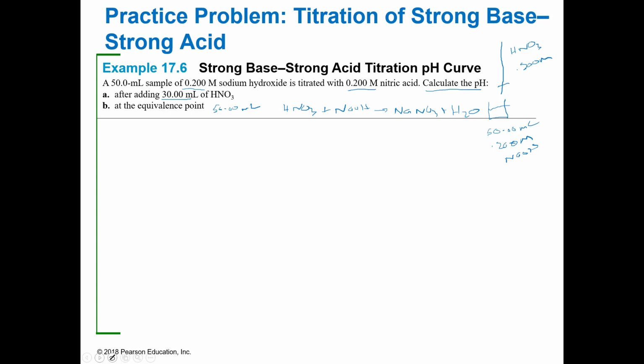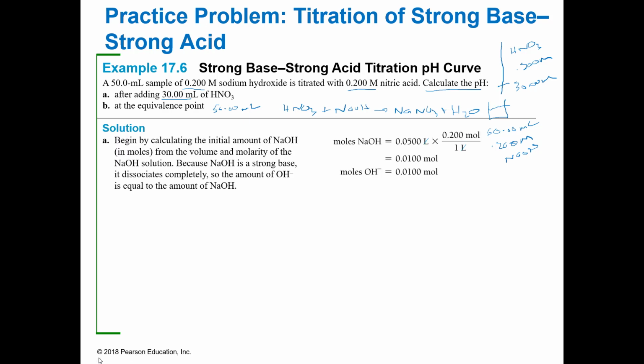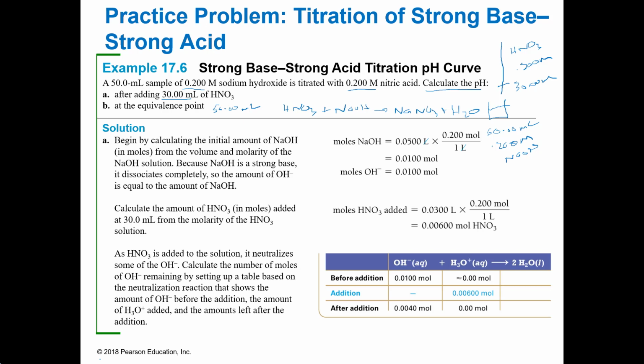So with the addition of 30 milliliters of nitric acid, we know that we haven't consumed all the sodium hydroxide. So the first thing we want to do is calculate the concentration of the sodium hydroxide. So let's do that. Again, you need to decide whether you want to work in the realm of millimoles and milliliters, or do you want to work with liters, and you have to make that decision.